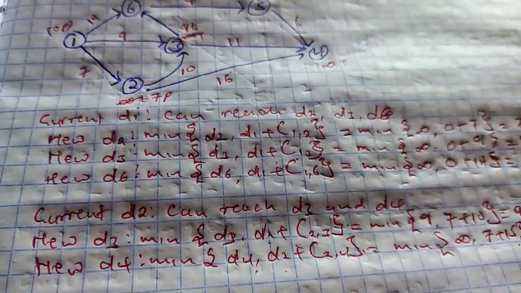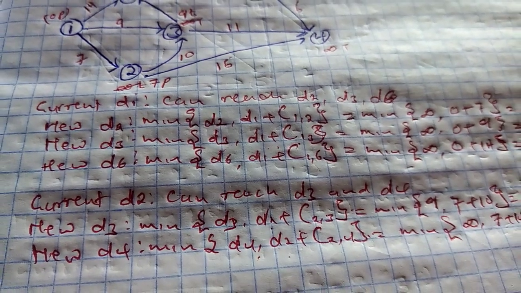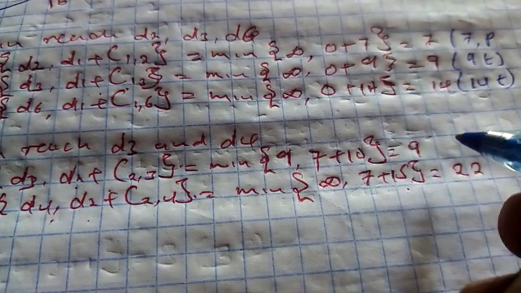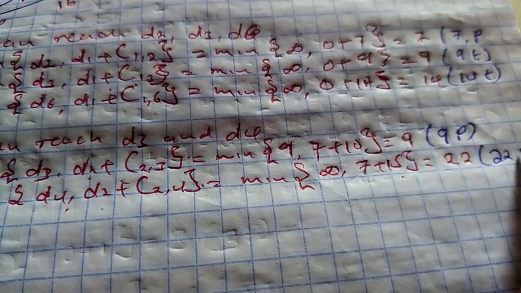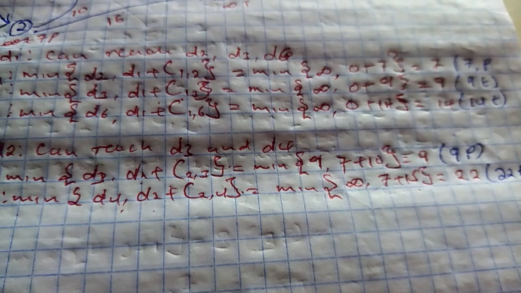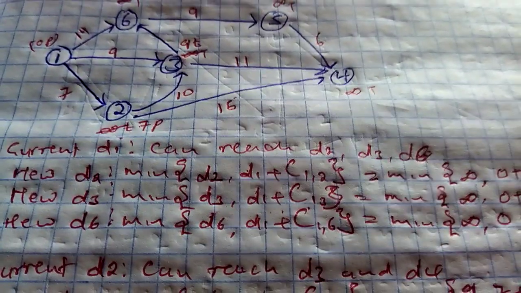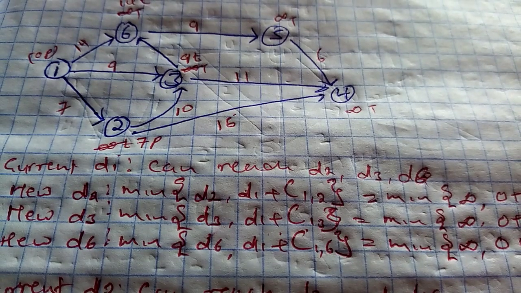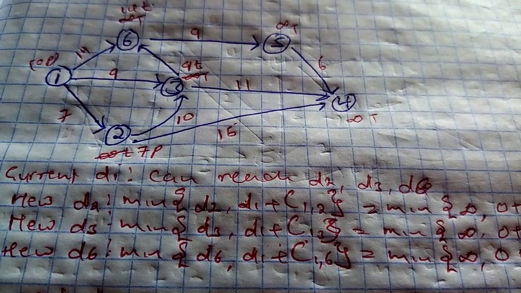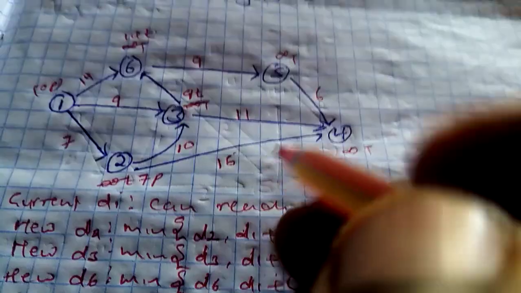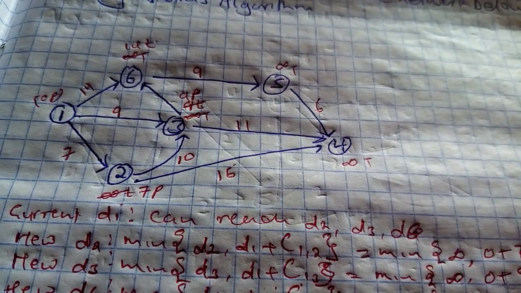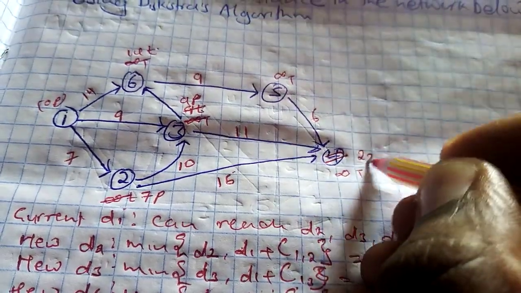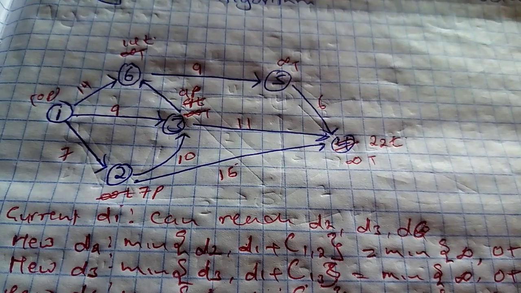Because there were only two points we could reach, we identify the smallest as permanent. So this is 9p, and now this is 22t. We present them on the diagram again. So our new D3 becomes 9p, and D4 is 22t.